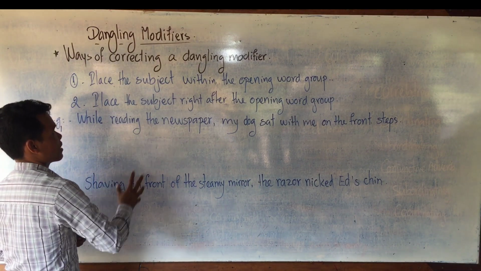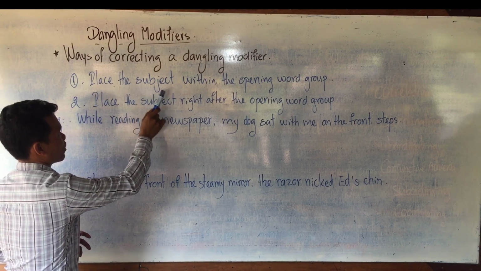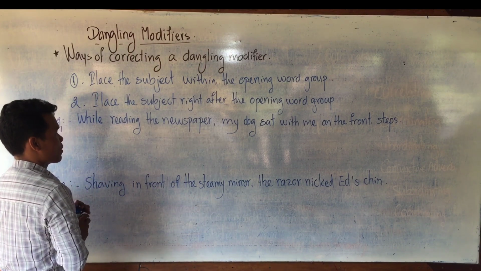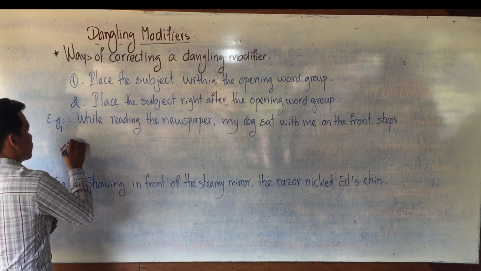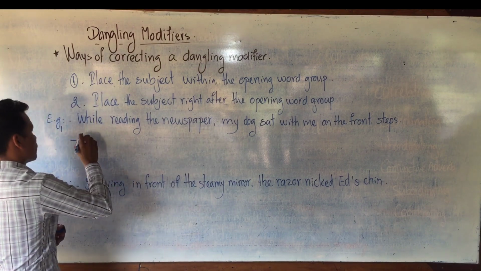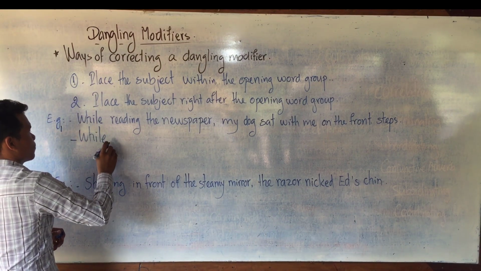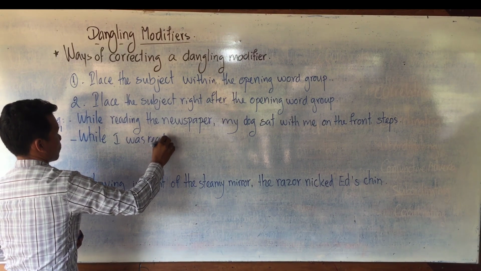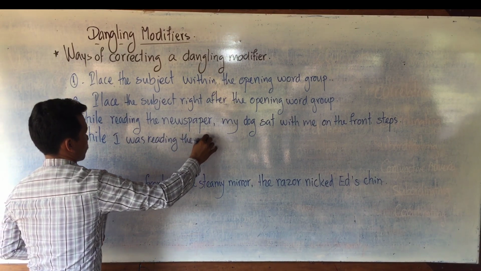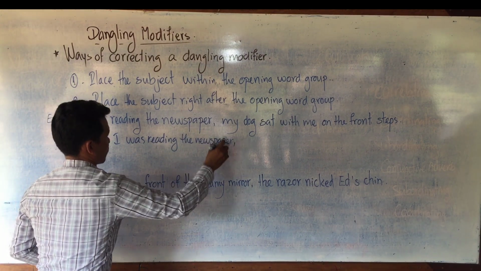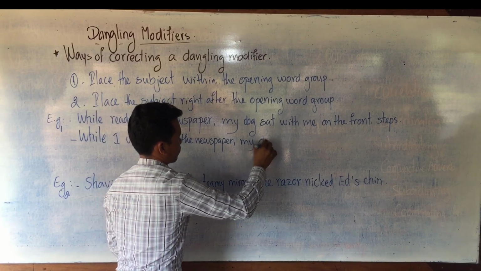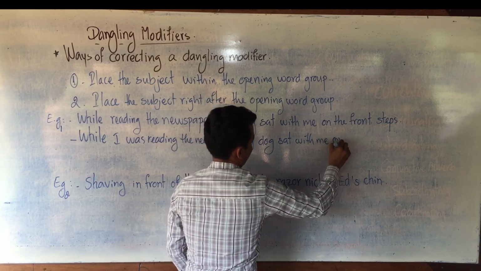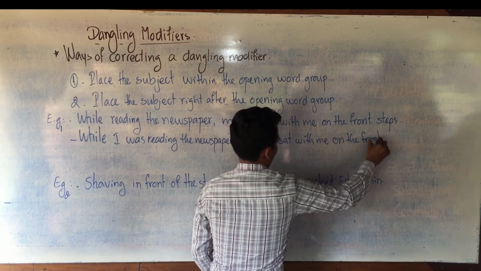How can we correct this dangling modifier? Number 1 is to place the subject within the opening word group. From while to newspaper is the opening word group. That's why we have to place a subject. Then, because we have my dog, we can write I. So you can write: while I was reading the newspaper, my dog sat with me on the front step.